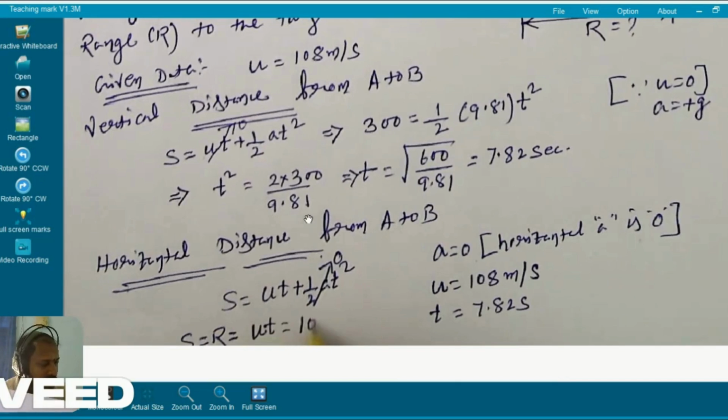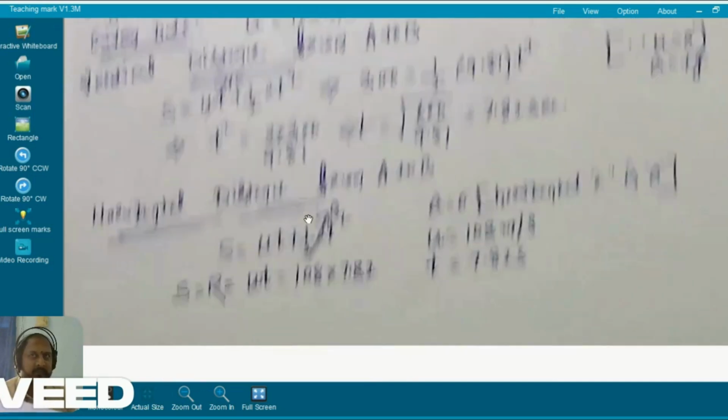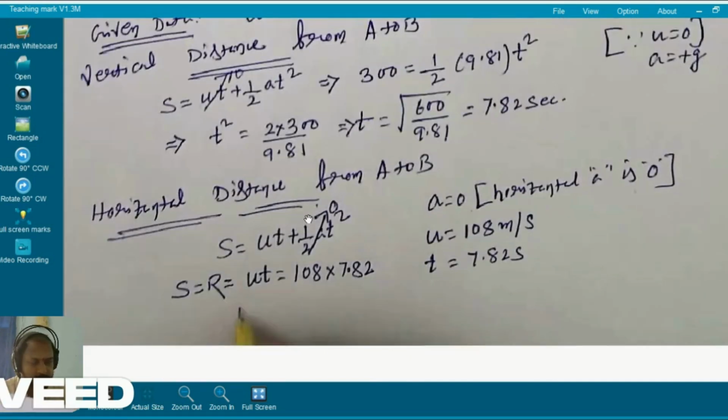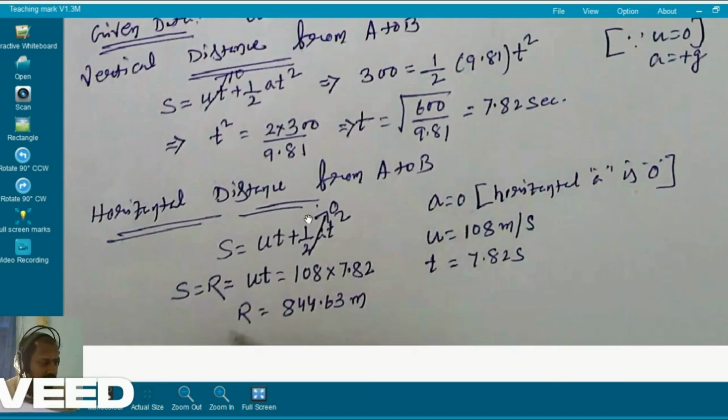So U is 108 into 7.82. Okay. So after calculating, you are getting the value of R. The value of R will be 844.63. So this is how you solve this particular problem.